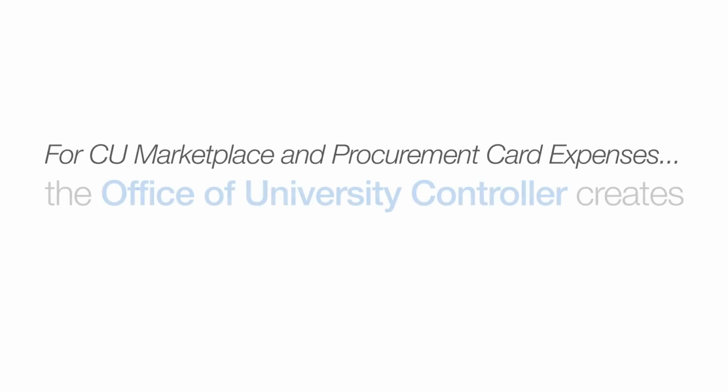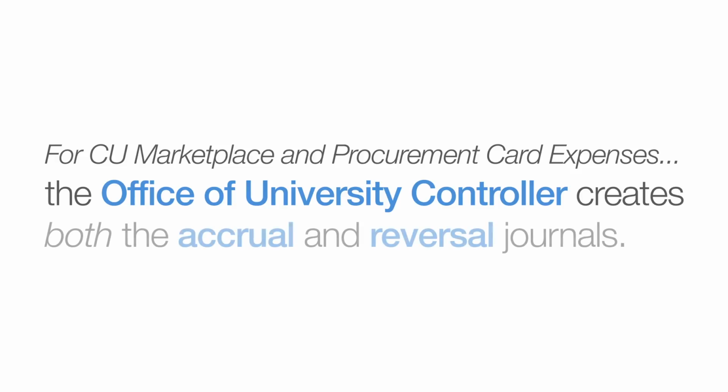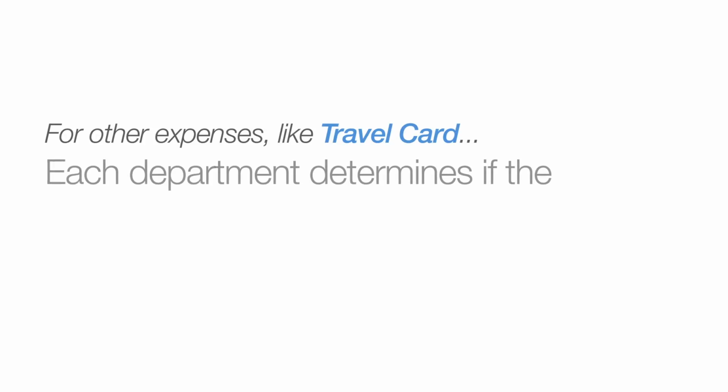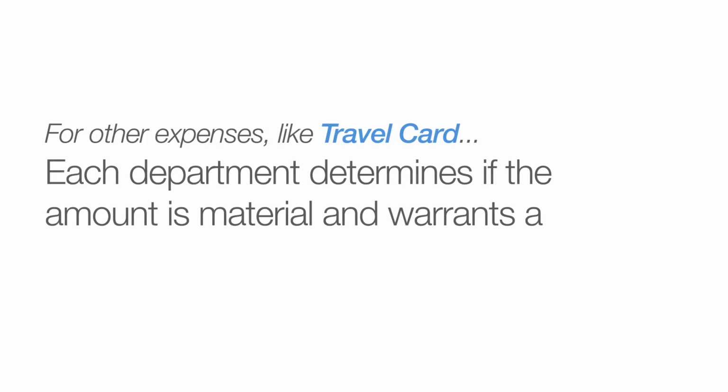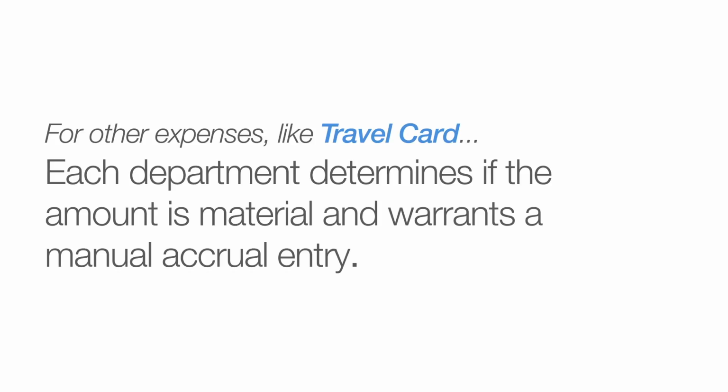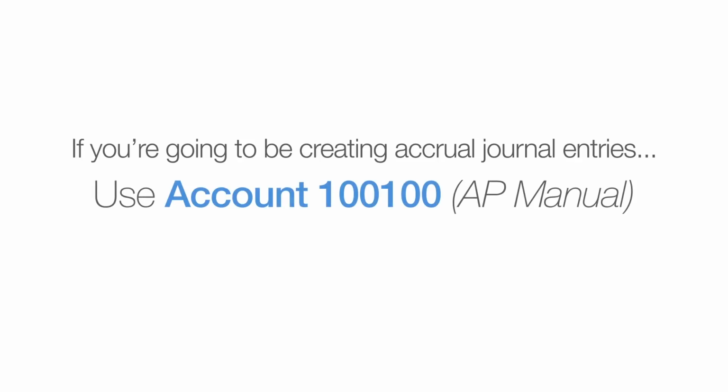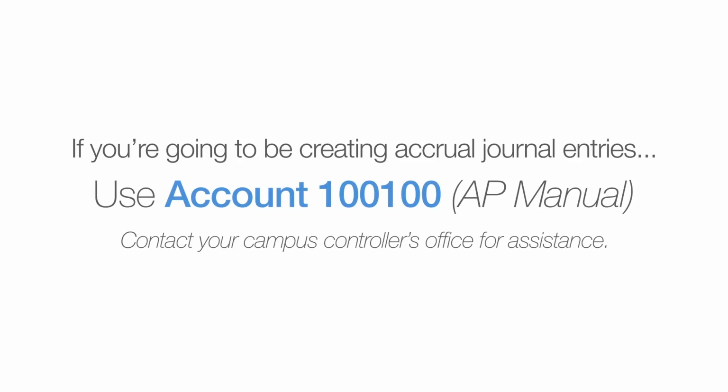One more thing you should know. For CU Marketplace and procurement card expenses, the Office of University Controller creates both the accrual and reversal journals. For other expenses, like travel card, each department determines if the amount is material and warrants a manual accrual entry. If you're going to be creating accrual journal entries, use account 100100 and contact your campus controller's office for assistance.